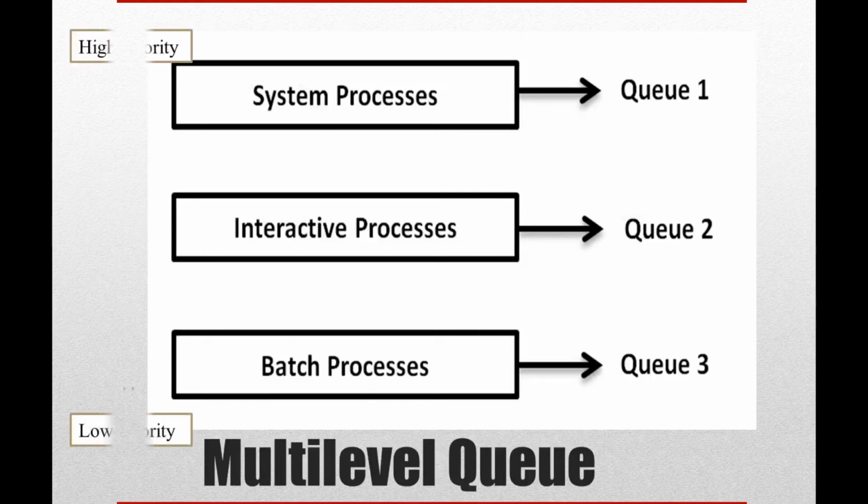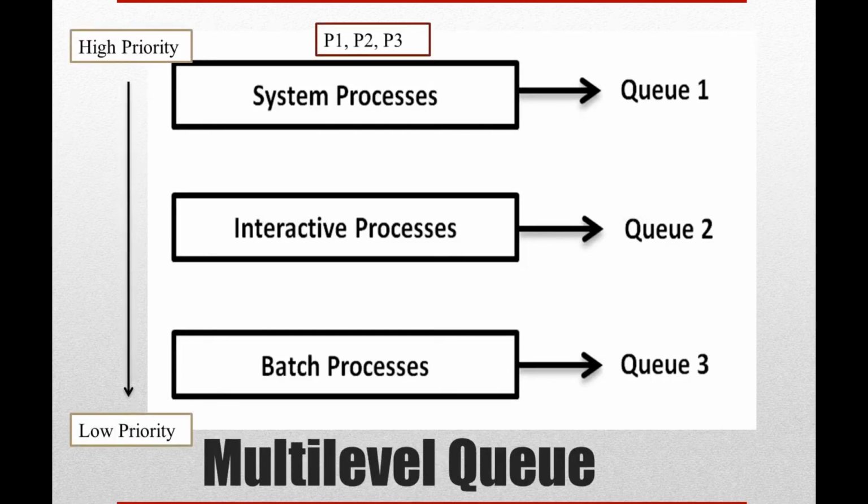Now let us explain starvation in multilevel queue. For example, Q1 has three processes, P1, P2, and P3. These processes have to be executed first by the CPU before it proceeds to the interactive processes, where here there are two. After executing all processes in Q2, it will then proceed to Q3. That's how the algorithm of multilevel queue works. It executes from high priority to low priority.